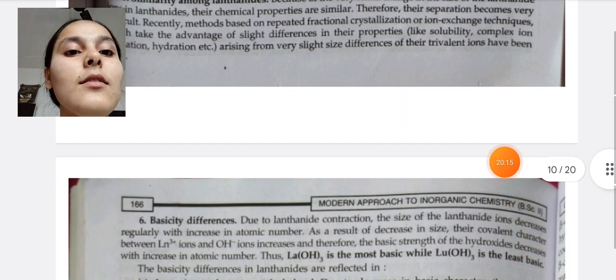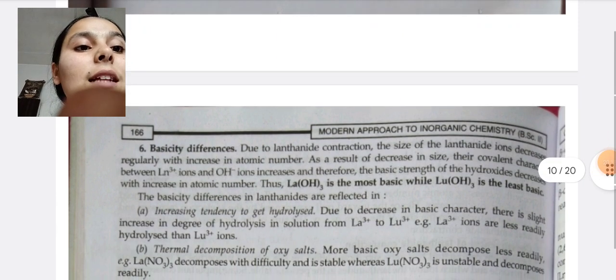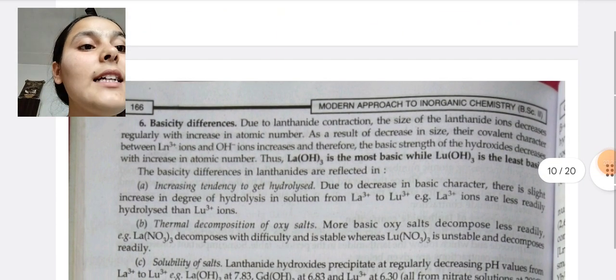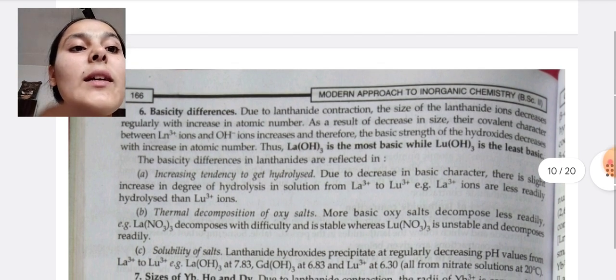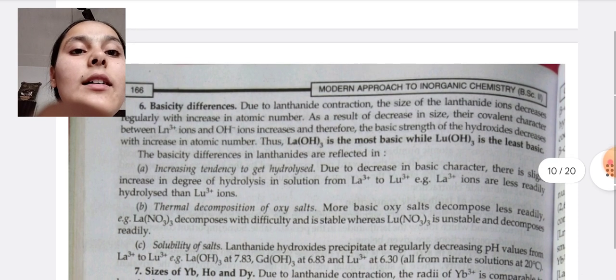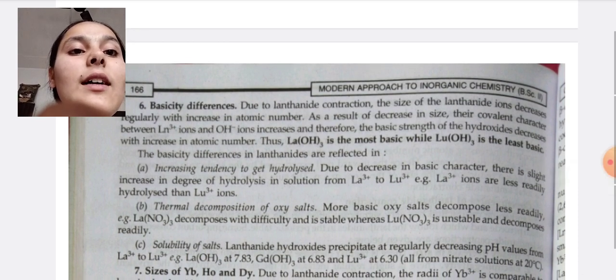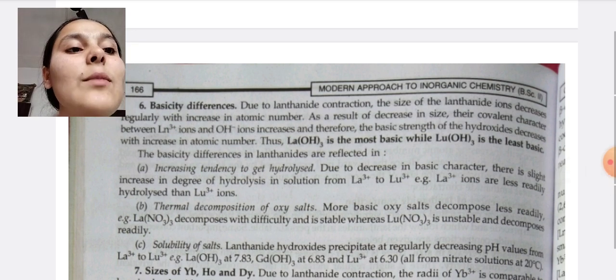The next point is basicity differences. Due to lanthanide contraction, the size of the lanthanide ions decreases regularly with increase in atomic number. As a result of the decrease in size, the covalent character between Ln3+ ions and OH- ions increases, and therefore the basic strength of the hydroxide decreases with increase in atomic number. Thus, La(OH)3 is the most basic while Lu(OH)3 is the least basic.